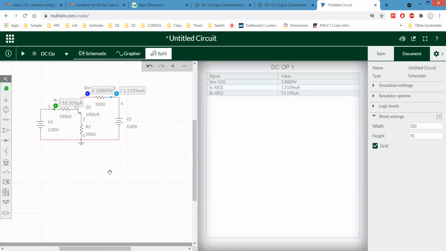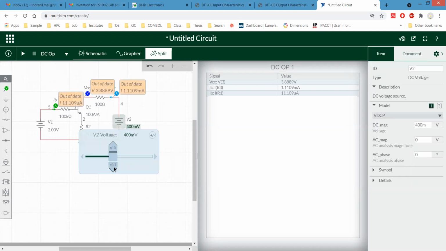Please note down for this set of data, IB is constant. We are keeping IB constant at 11.10 or 11 microamps. Okay. Now what we are going to do is change this voltage. Then this VC will change, and as a result our IC will change. So depending on that, we have to note these two values, VC and IC, in this fashion. Okay.